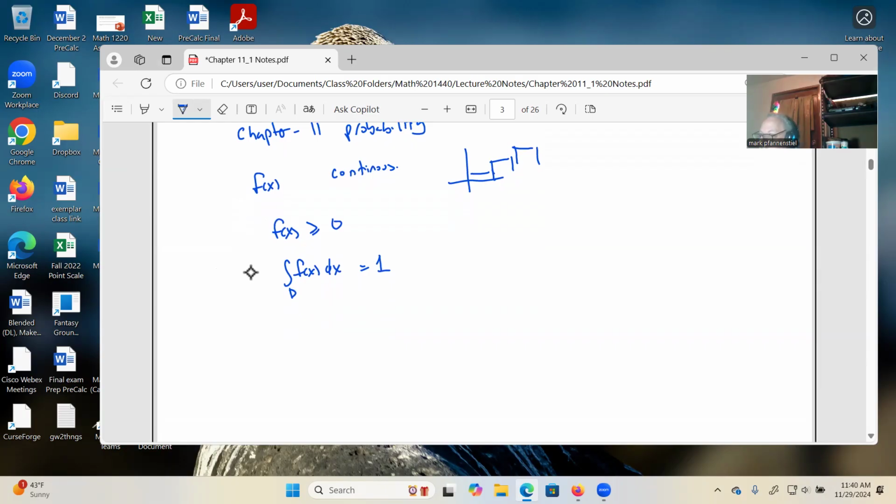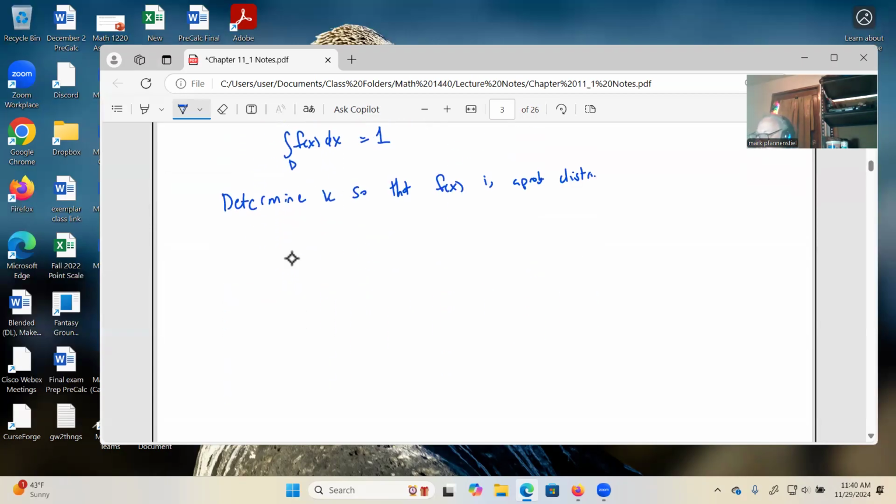I always liked this flavor of problem. We're going to say: determine k so that f of x is a probability distribution. By the way, f of x is equal to kx on the interval 0 to 3. Let's go ahead and do that.